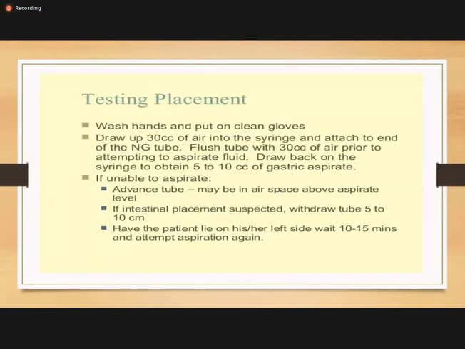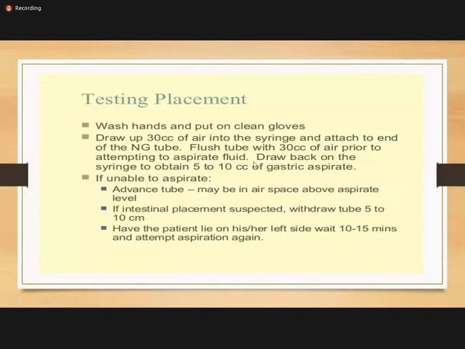Now testing. Wash hands and put on clean gloves. Draw up 30 cc. And how to test? You are going to be on the right side and the NG tube is placed into the stomach. Draw up the 30 cc syringe filled with air and attach the 30 cc syringe to the end of the NG tube. Now fill the air and attempt to aspirate the fluid.